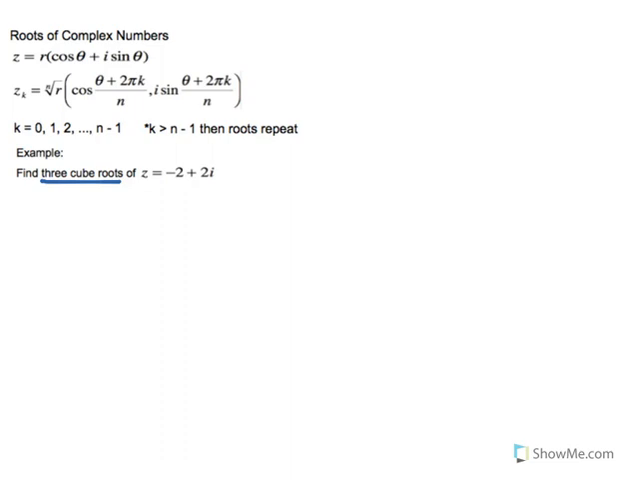The formula looks a little crazy, but what we're going to be doing is working with coterminal angles, where we square root, cube root, whatever the index is, and then divide by that value. And we're going to do that multiple times by getting coterminal angles, so we can get the different options. So in this case, n is 3. Notice in the formula, we're going to go up to n minus 1.